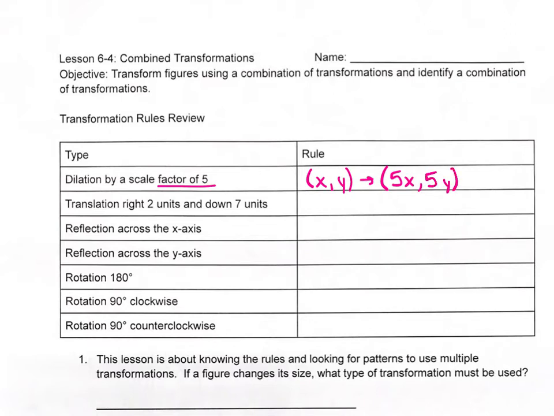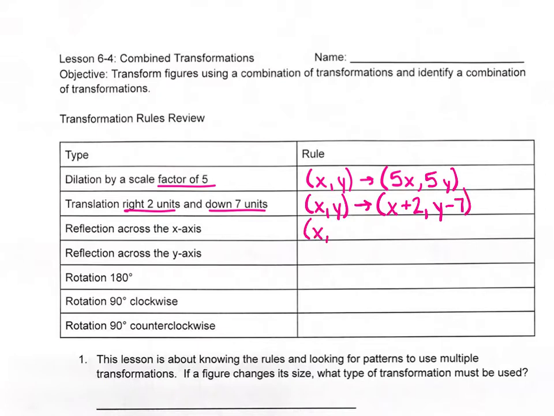The next rule is a translation, right 2 units and down 7. Remember, left and right always change the x. Right is going positive, so we add 2. Up and down change the y. Y is going down, so we subtract 7.